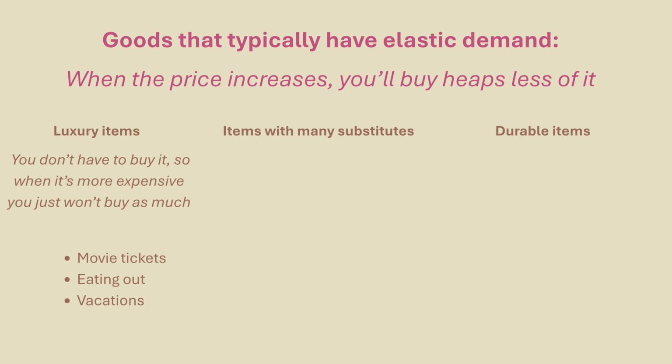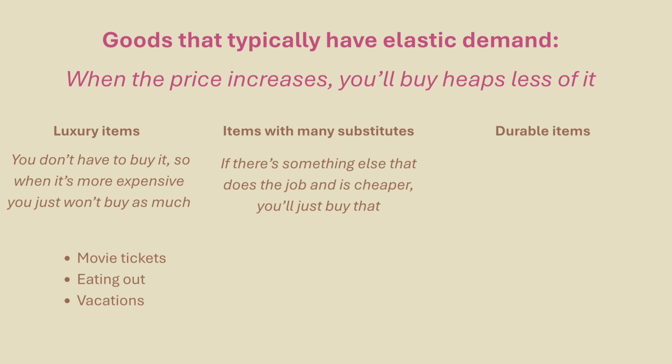For items with many substitutes, if there's something else that does the job and it's cheaper, you'll simply just buy that one. For example, fast food. If the price of Macca's increased a lot, you'd just go to BK or KFC instead. Or branded sneakers. If the price of Nike sneakers soared, most people would just simply buy a different brand. Same with fizzy drinks. If the price of a Coke can increased, you just opt for Pepsi or Fanta or something.